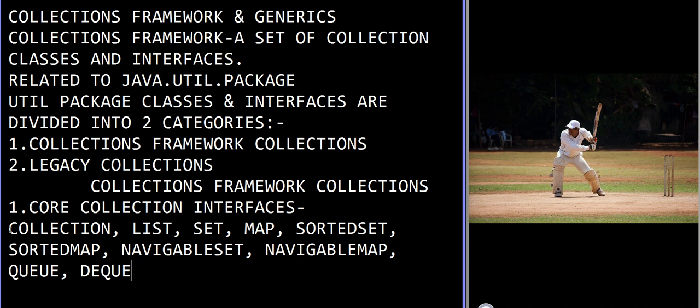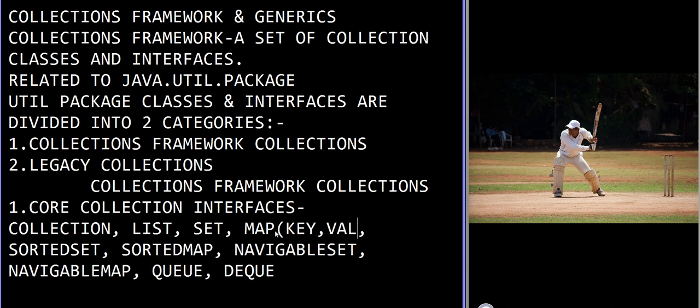Collection is nothing but a set of classes and interfaces. A list will store some elements and it will allow duplicates. A set will store some elements but it won't allow duplicates. A map is a 2D collection, that means it will have key and value pairs. Sorted set means all the elements in the set will be sorted in one order.